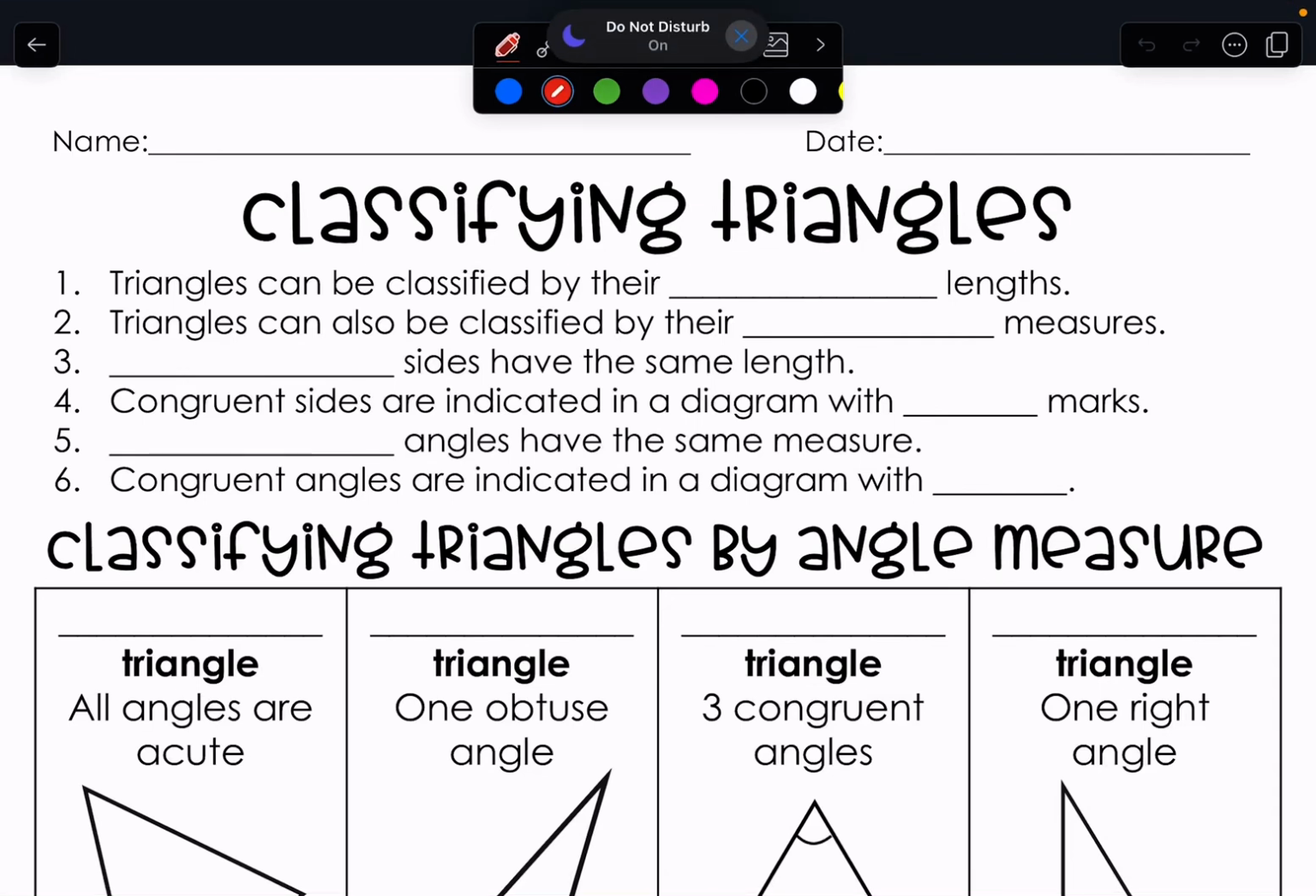Hi, today we are going to talk about classifying triangles. So, triangles can be classified by their side lengths, and triangles can also be classified by their angle measures.